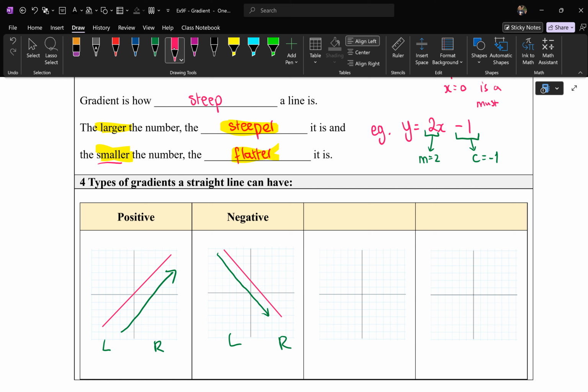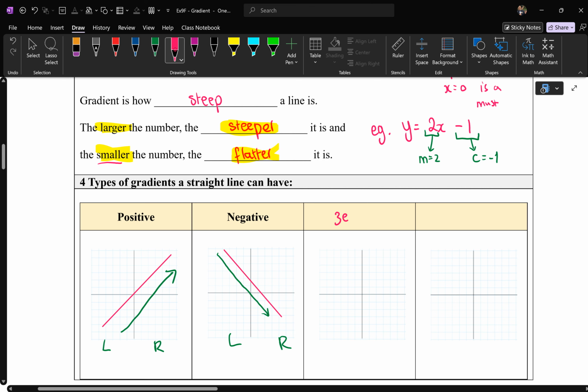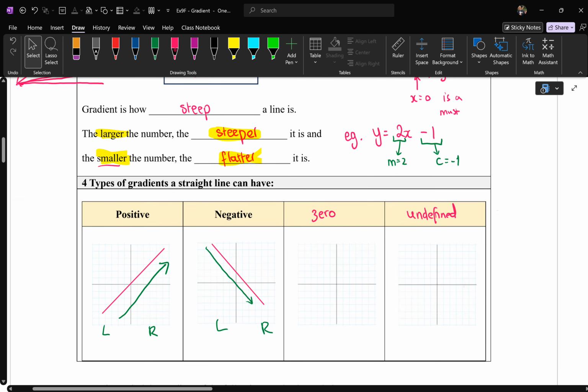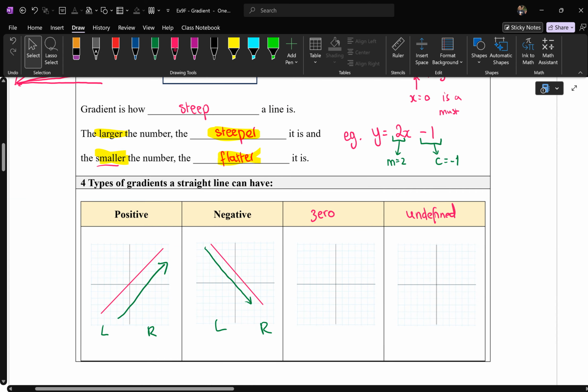Now, what do you write in these 2 square boxes here? You just write here 0, and you write here undefined. I'll talk more about it in the next video, which is exercise 9G. But for now, 9F, you can just copy these notes here. So you got a line that goes up, you got a line that goes down, and then you also have what we call a 0 gradient type of line, which is when it's horizontal. Okay, so when it's horizontal, we say the gradient is 0, so m is 0.